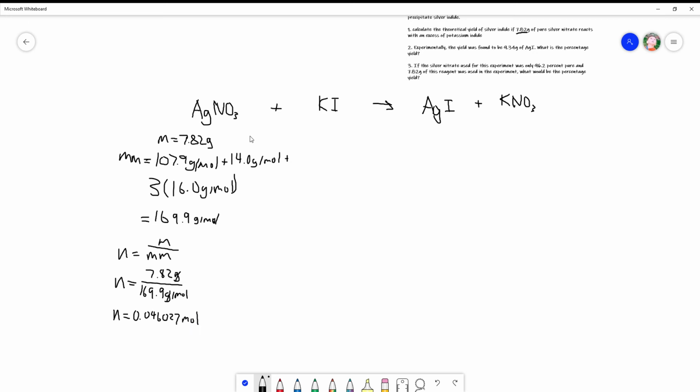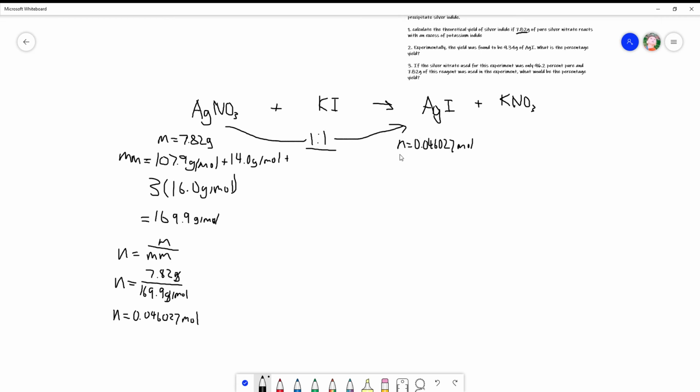Now if we look back at the equation, we can see that silver nitrate and silver iodide have a 1-to-1 ratio. This helps us find the number of moles of silver iodide. And since it's a 1-to-1 ratio, we know that the number of moles of silver nitrate is equal to the number of moles of silver iodide. So the number of moles of silver iodide is also equal to 0.046027 moles. And now we have to find the mass of silver iodide to find the theoretical yield.